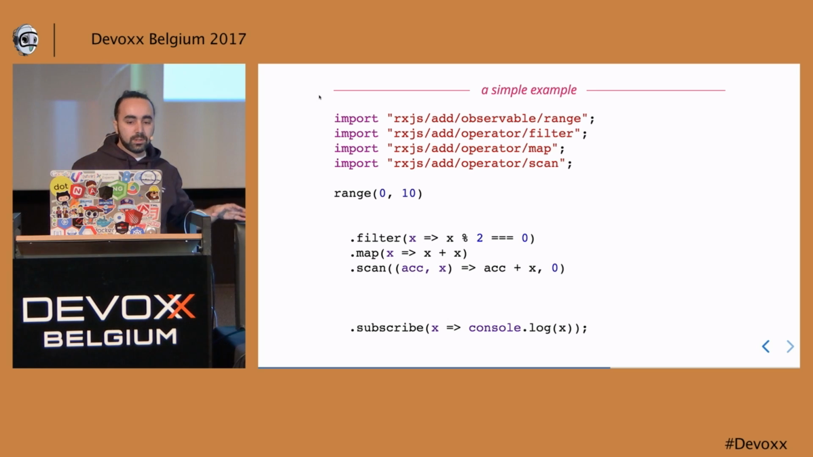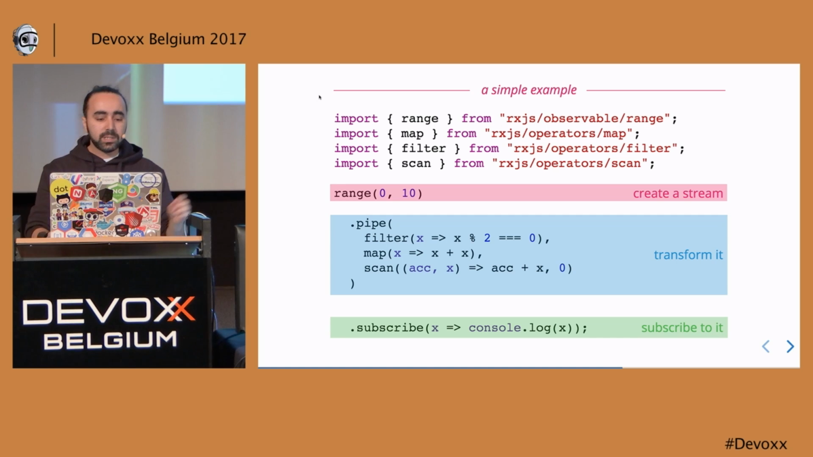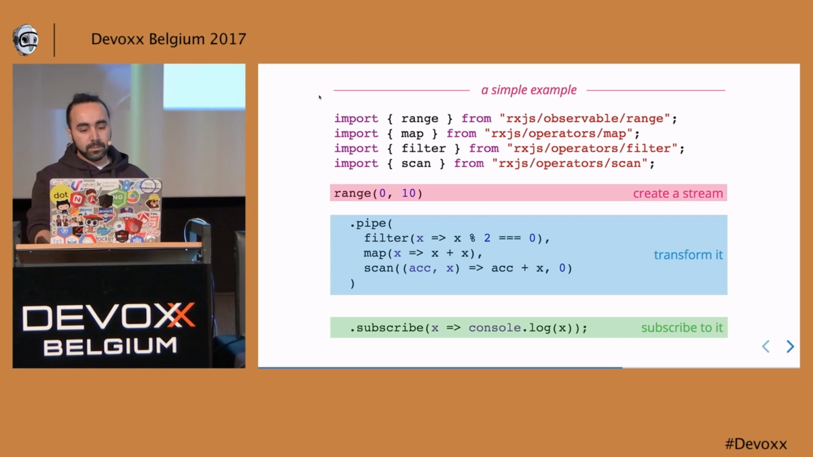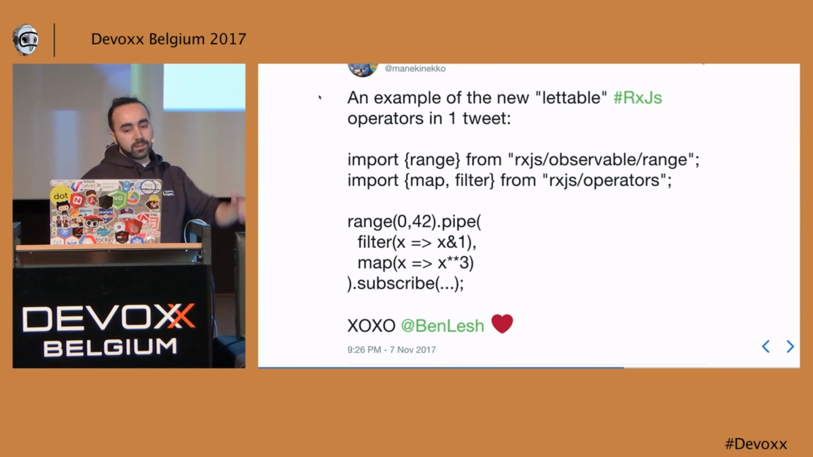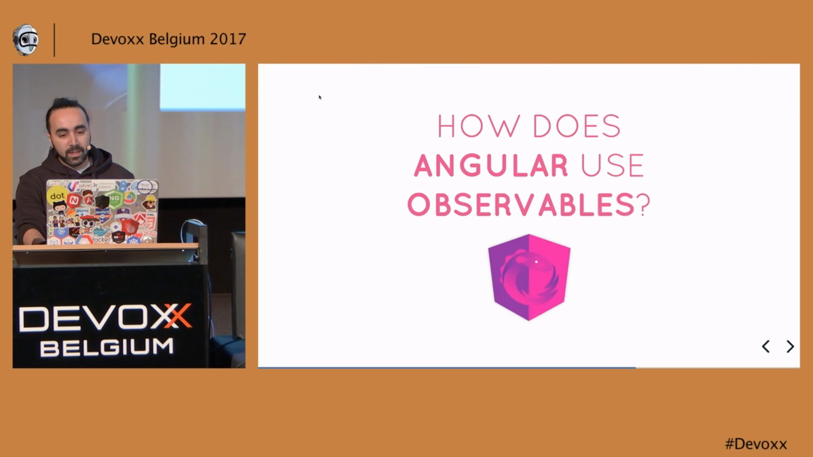By the way, this is before RxJS 5.5. With the newest versions, 5.5 and plus, we use this sort of API, which is called the lettable operators. So just import the operator you want and then combine them using the pipe operator. It's like a compose function in math. This is funny because you can even put it in a tweet and it fits well.